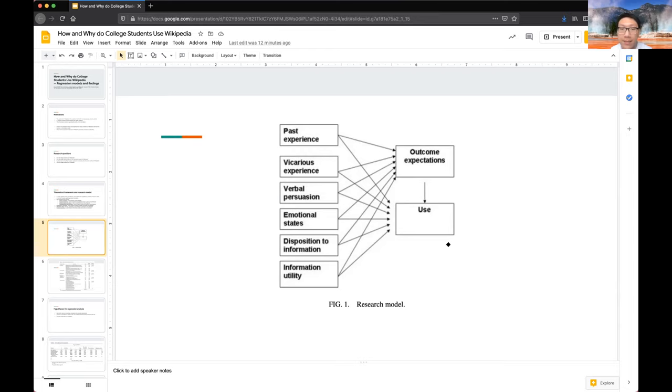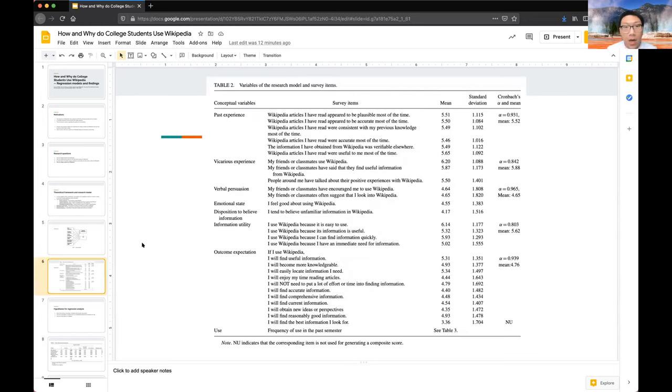So the use is basically defined by the frequency of use, which they surveyed from the respondents. So the idea is that all of these variables influence the outcome expectation, which is the mediator, and with that influence the use of Wikipedia, the frequency of use, right.